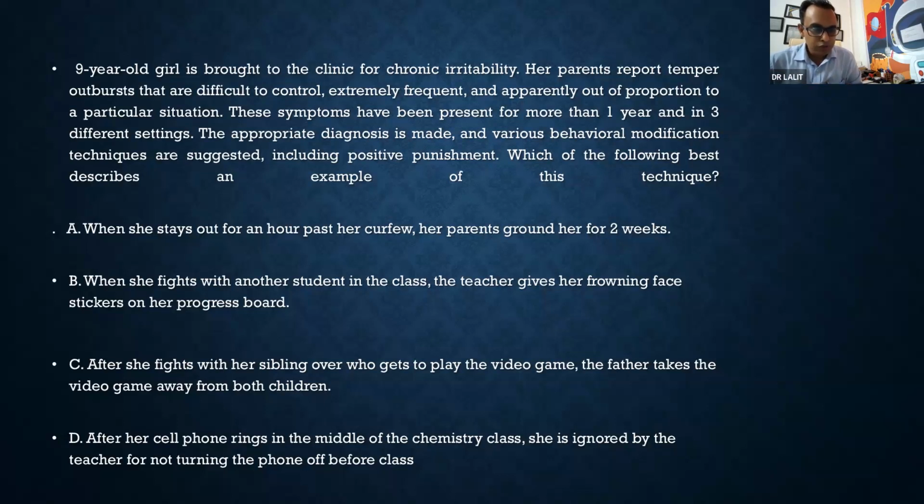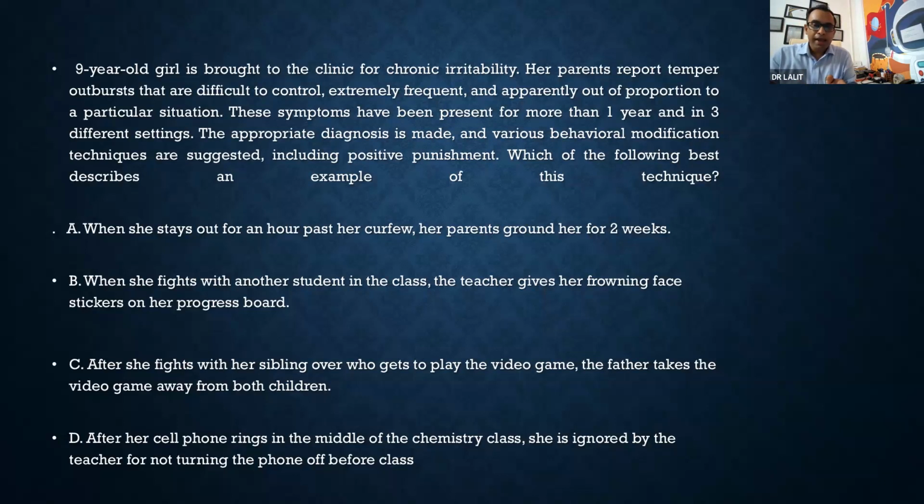In option A, when she stays out for an hour after curfew, her parents ground her for 2 weeks. First and foremost, we need to understand what is positive and what is negative punishment. A child is showing a behavior A, and I put some input into the child so that he gets a desired behavior C, which I want. So I have given a positive input. This is positive reinforcement.